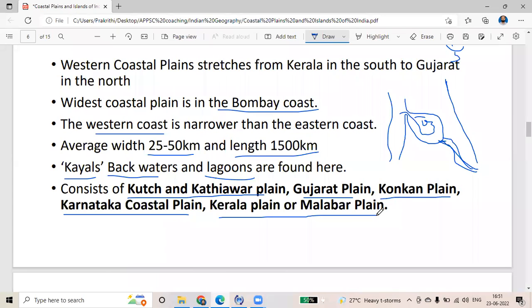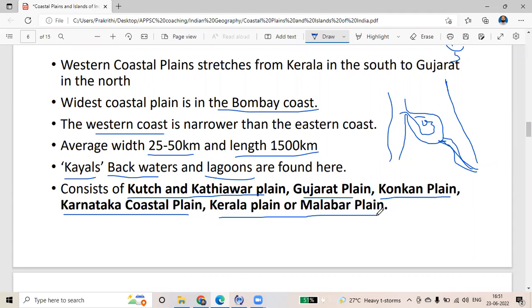Actually, when we divide this western coastal plain, we can say there are two plains. One is the Konkan plain and another one is the Malabar plain. But when we subdivide this area again, we can say that there is the Kutch and Kathiawar plain, the Gujarat plain, the Konkan plain, the Karnataka plain, and the Kerala plain area.